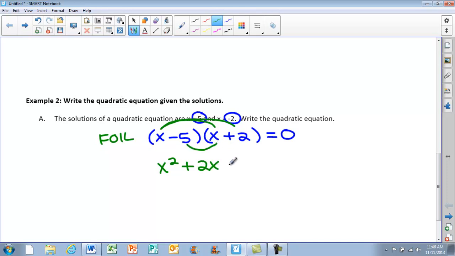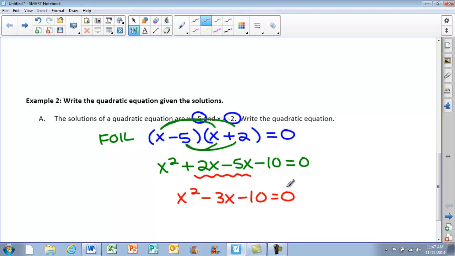My inner terms are negative 5 times x, or minus 5x. And my last terms are negative 5 times 2, or negative 10, equals 0. Now from here, we know anytime after we FOIL, we have to combine like terms. So I get x squared, 2x minus 5x gives me a negative 3x, minus 10 equals 0. So there we go, we have our equation.